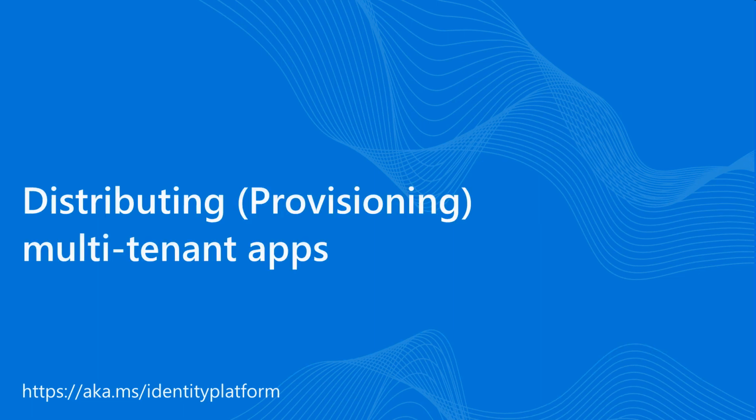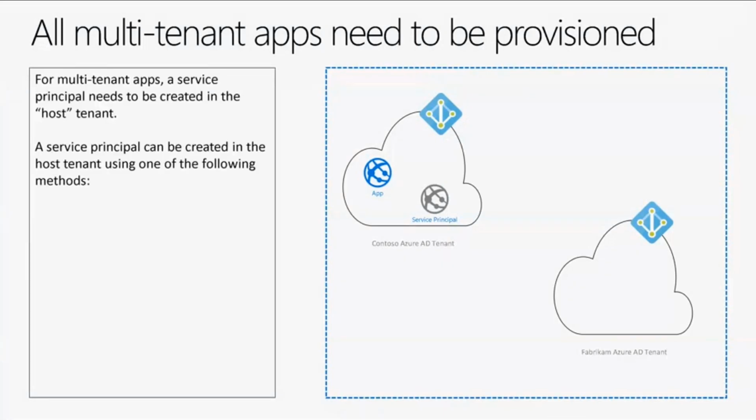The biggest challenge, the most important bit that is overlooked by developers, is how to distribute your multi-tenant applications into the various customer tenants, other than the home tenant. The process is referred to as provisioning in our lingo, but it's generally all about distributing the service principals of your multi-tenant app into other tenants. As I mentioned, all multi-tenant apps need to be first provisioned in the host tenants before they can actually be available.